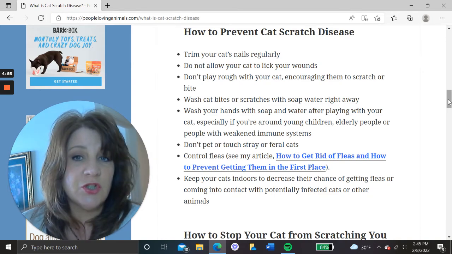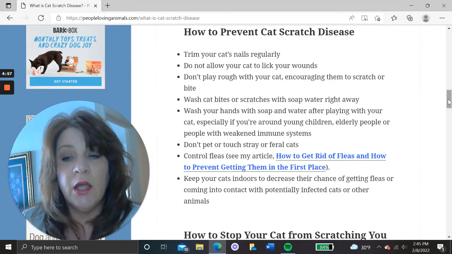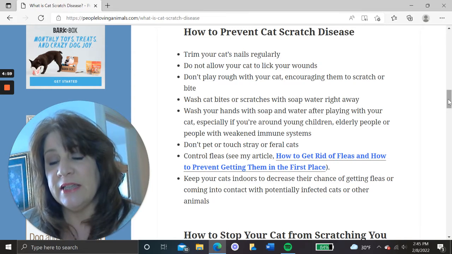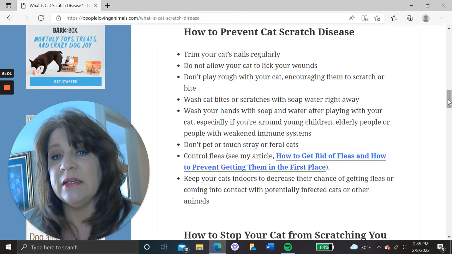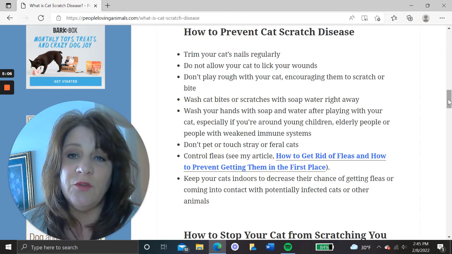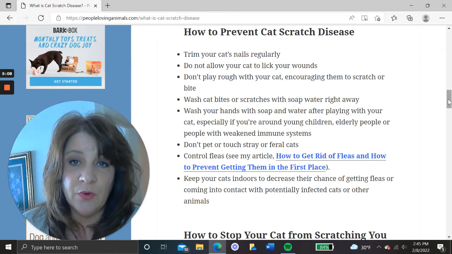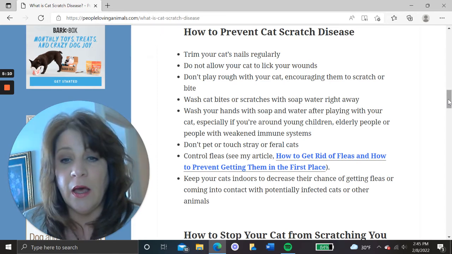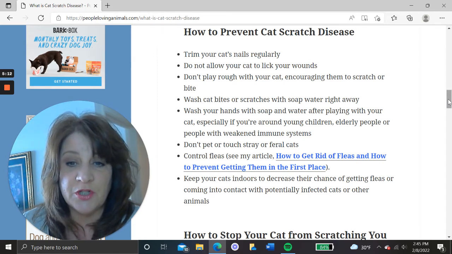Don't pet or touch stray or feral cats, and control fleas. Since that's the most common way that cats can get infected with this bacteria, the best thing you can do is control fleas. I'm going to give you a link to my video of how to get rid of fleas and how to prevent them. I'll give you the link for that in the description box.